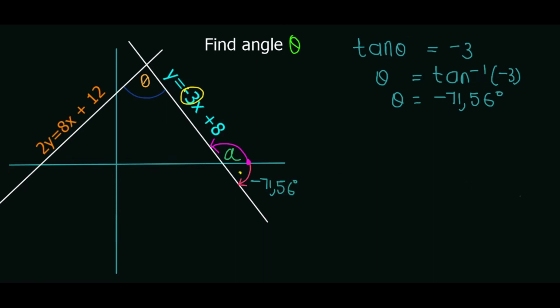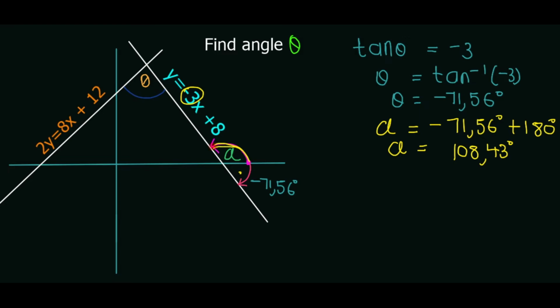So this angle is 71.56 degrees because it is negative. From there I can easily find this angle, because this angle and this angle are adjacent angles on a line. So to find angle alpha, which is our angle of inclination, I will simply add 180 degrees. So -71.56 degrees plus 180 degrees gives 108.43 degrees. So this is the angle of inclination.